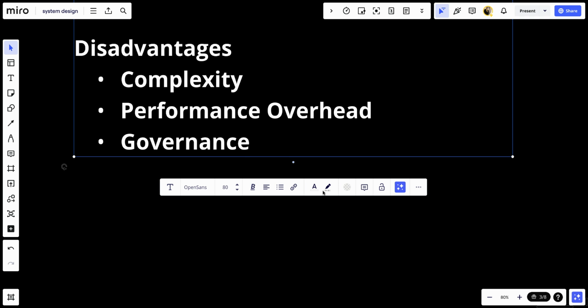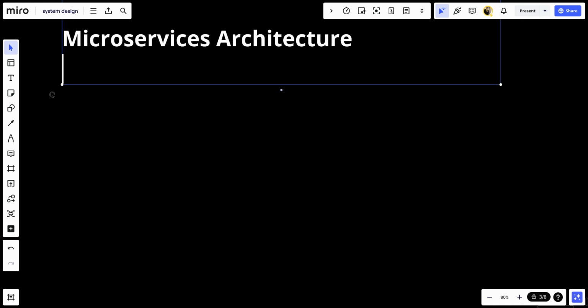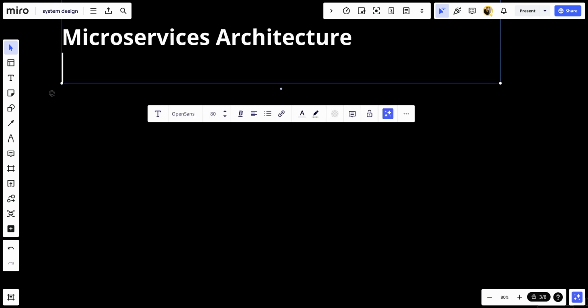Let's talk about the microservices architecture. Microservice architecture is a refinement of the SOA, where the application is composed of small, independently deployable services that communicate over a network, typically using lightweight protocols such as HTTP or REST or messaging queues.